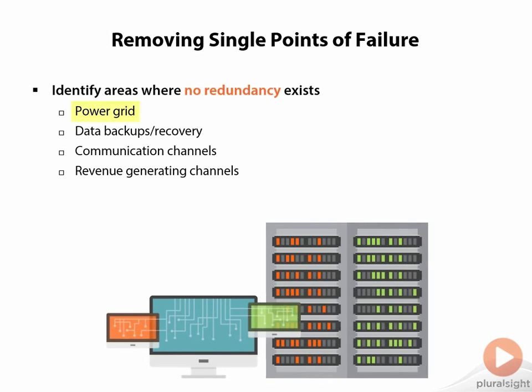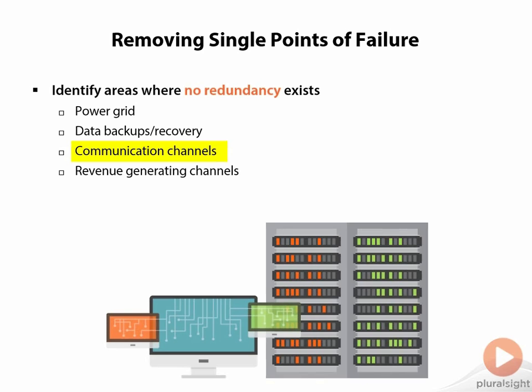So things such as the power grid, UPS is in place, right? Backup generators, what have you. Data backups and recovery, just the entire data protection process, that needs to be in place and redundant. Communication channels, if we're on, say, for instance, a storage area network, we need to have more than one fabric. Okay, we'll have two fabrics to fail over.